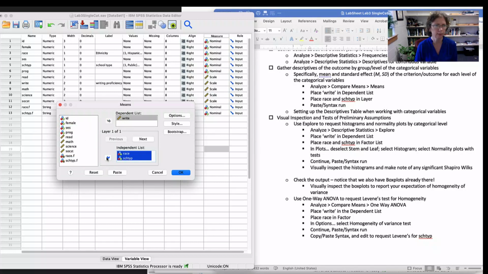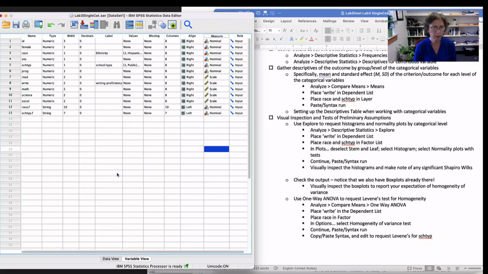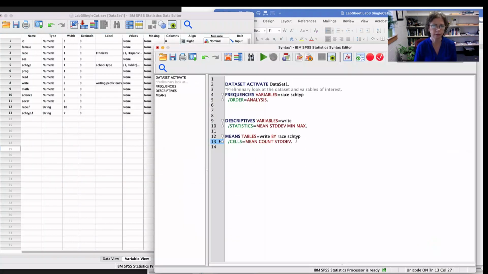And I'll put them over here. It was called Layer, and it might be different depending on if you're on a PC or a Mac environment. You want your race and your school type over in the other section here. And then we will paste our syntax and run from there.